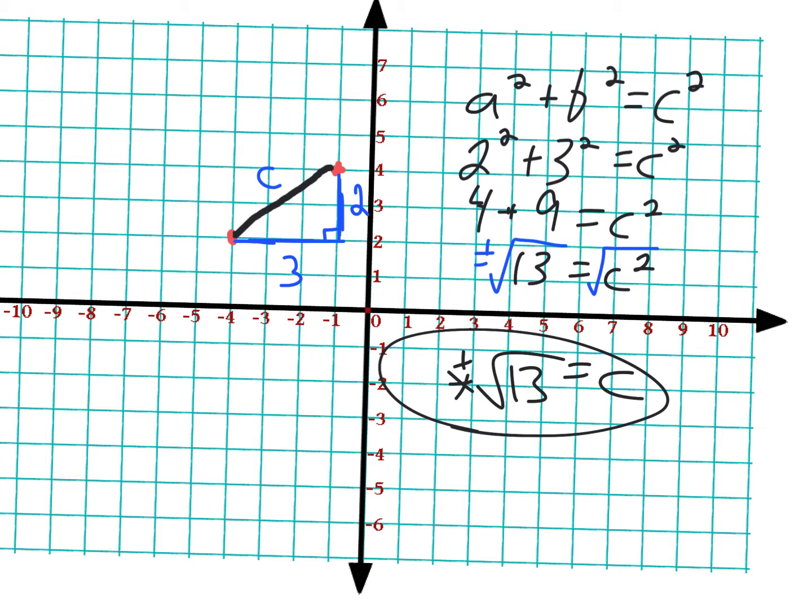And again, the hypotenuse is the longest side of the triangle, so you could check out square root of 13 on your calculator and it should be longer than 3.